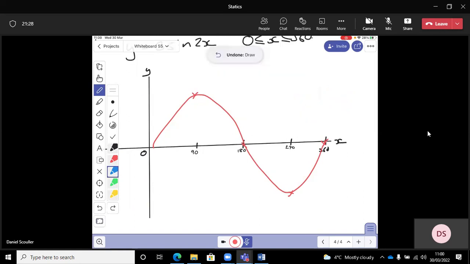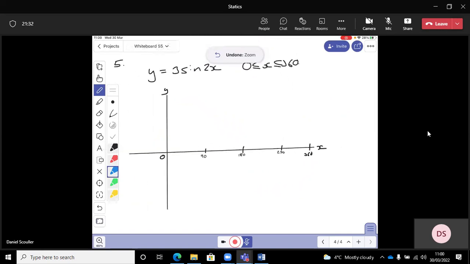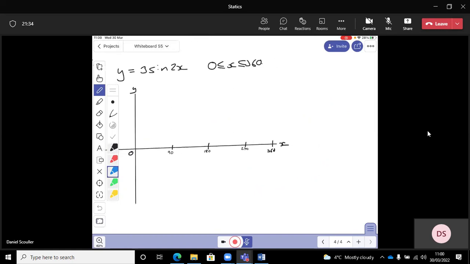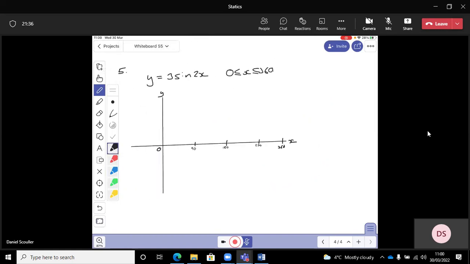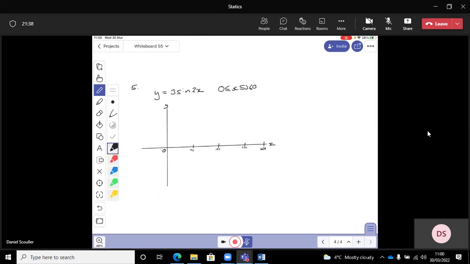So we've got that set up. Our milestones are going to happen, instead of every 90 degrees, at 90 divided by 2. That number there. So there's going to be a milestone every 45 degrees.